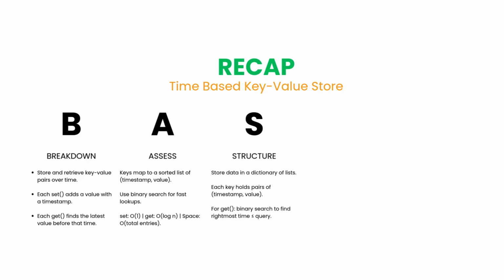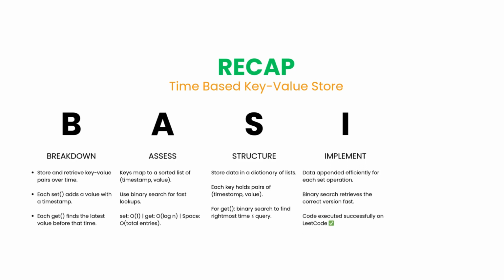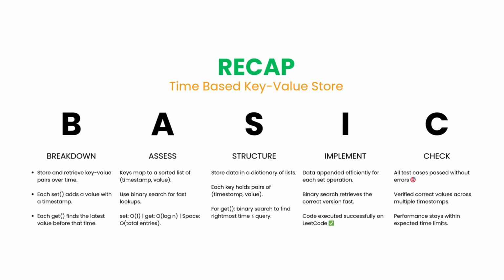Structure recap. We stored all data in a dictionary that maps each key to a list of pairs, each pair containing a timestamp and its corresponding value. When setting a value, we just append it to that list. When getting, we perform a binary search to locate the rightmost timestamp less than or equal to the query time and return its value. Implement recap. After implementing the class with set and get methods, we ran it on LeetCode, and it executed smoothly without any errors. Check recap. We tested multiple scenarios, overlapping timestamps, missing keys, and boundary cases, and all produced the correct outputs.